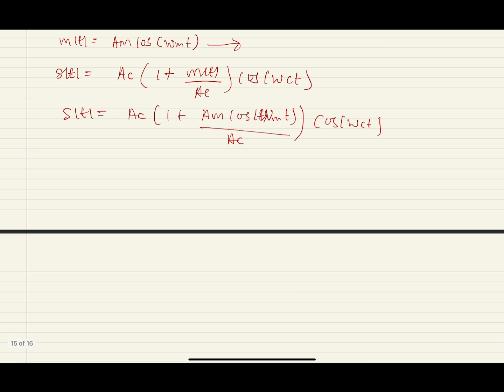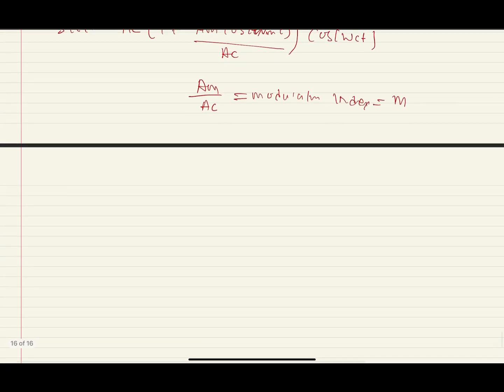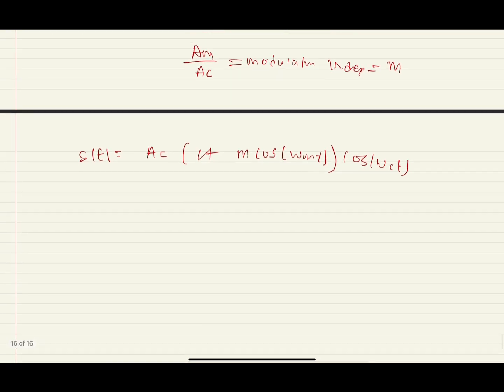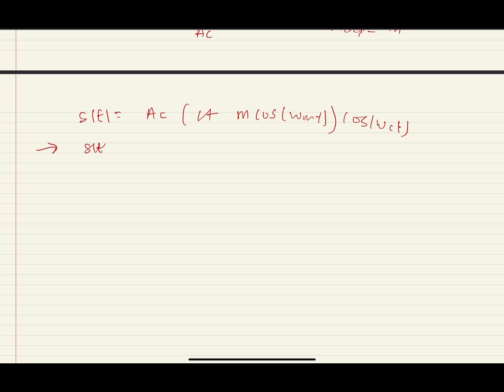And we were able to establish the fact that Am over Ac is equal to the modulation index, which is equal to m. And therefore, we can represent that equation as s(t) equal to Ac into bracket 1 plus m cos ωm t, times cos ωc t. So let's try and expand this general equation. When we expand it, we are going to get s(t) equal to Ac cos ωc t plus Ac m cos ωm t cos ωc t. This is what we have now.